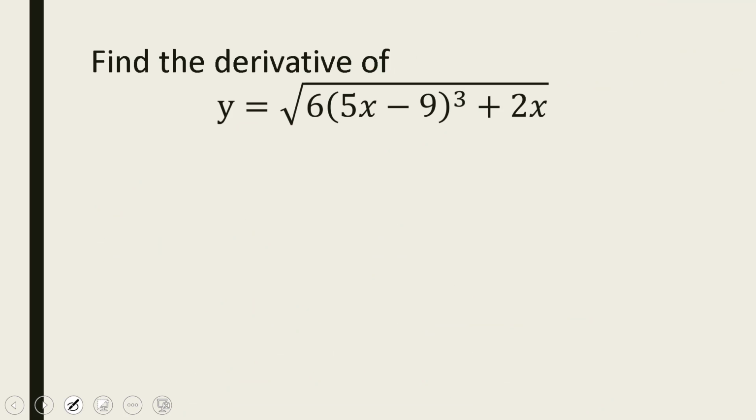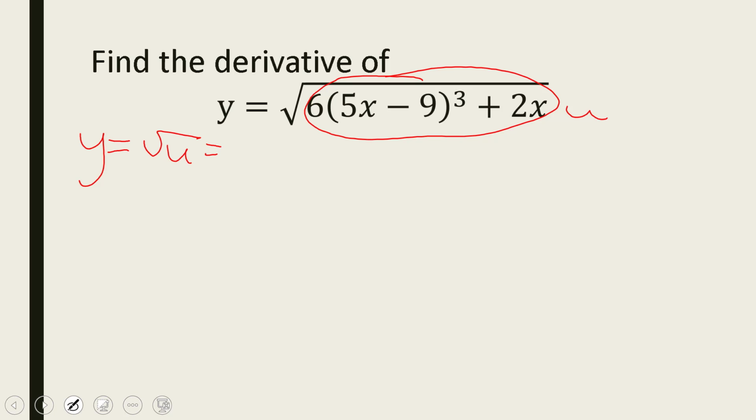All right, let's do one more example, which will be a pretty good example of a complicated chain rule question. So let's find the derivative of y equals the square root of 6 times 5x minus 9 to the 3rd power plus 2x. So let's start off by using the chain rule, and I'll rewrite this where this whole inside here is u. So therefore, y is just equal to the square root of u, which is the same thing as saying u to the 1/2 power, where u is just all of that on the inside.